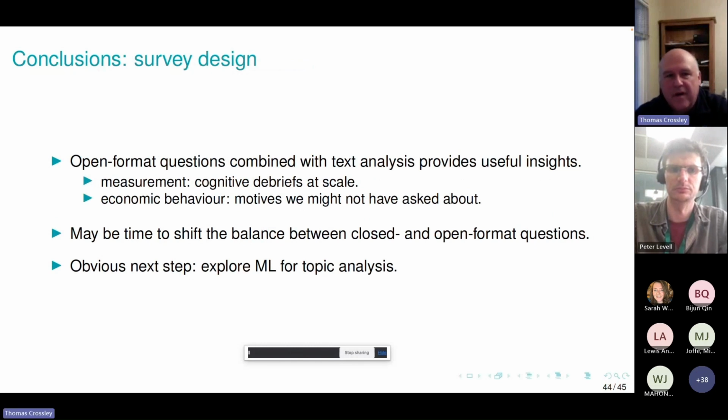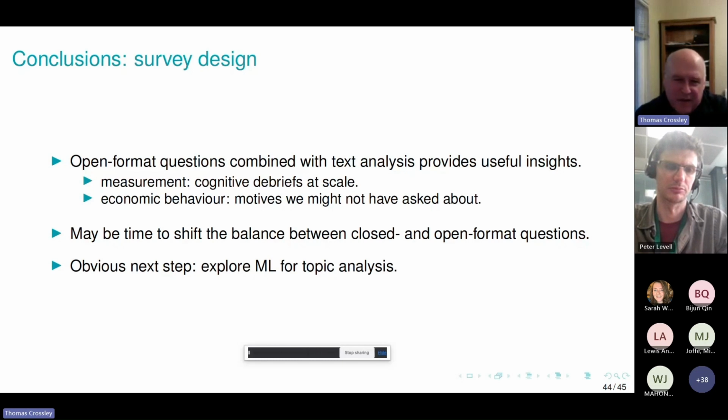We also have some conclusions for survey design. The main one is just that these open format questions seem useful. From a measurement point of view, there's a long-standing method in survey research of the cognitive debrief, where you take a small sample of individuals and ask them questions about why they gave the answers they gave, or how they understood the question after they completed the survey. But that's usually done on a qualitative basis, so it turns up problems, but it doesn't give you a sense of the incidence or the prevalence of those problems. This allows us to do something like a cognitive debrief at scale.